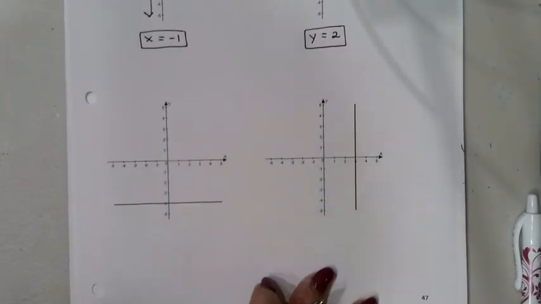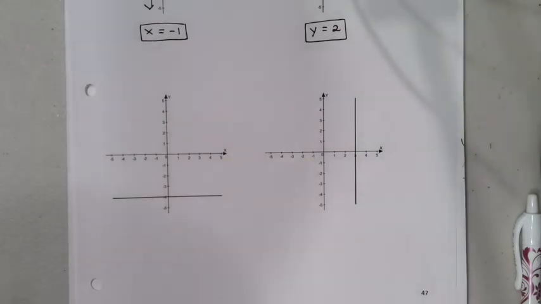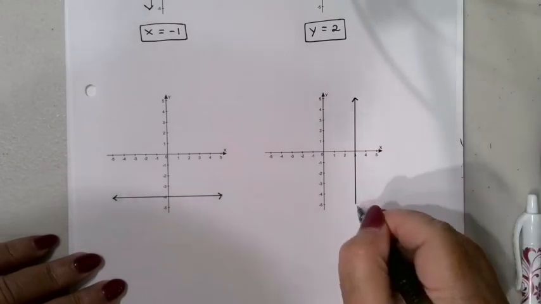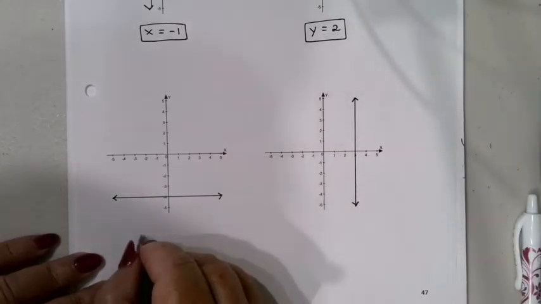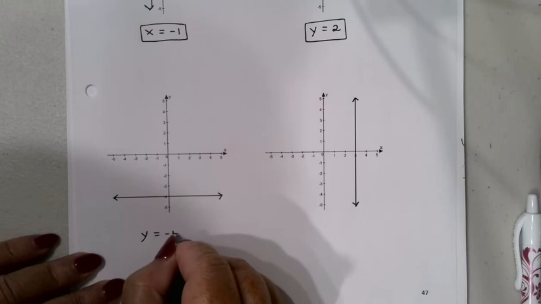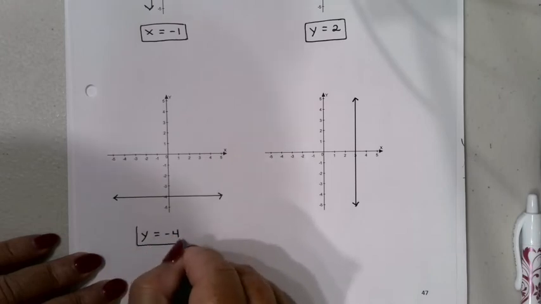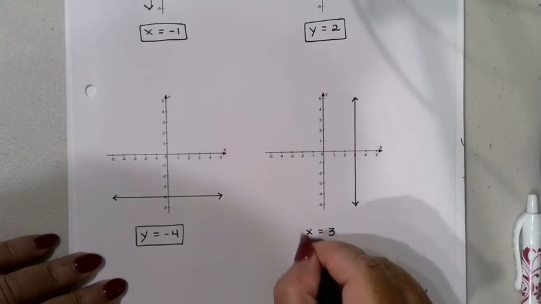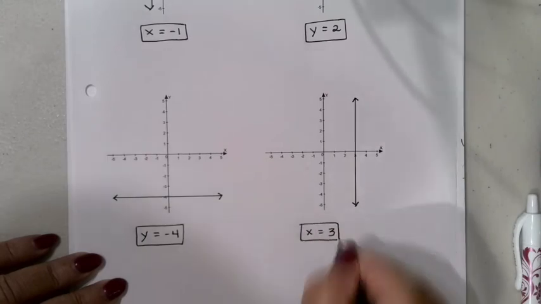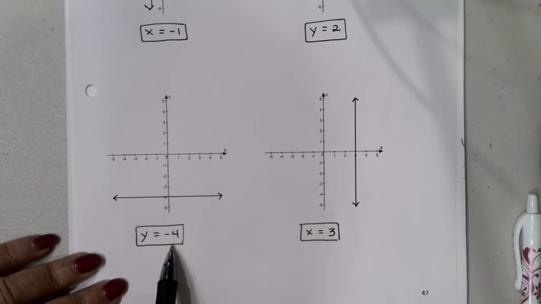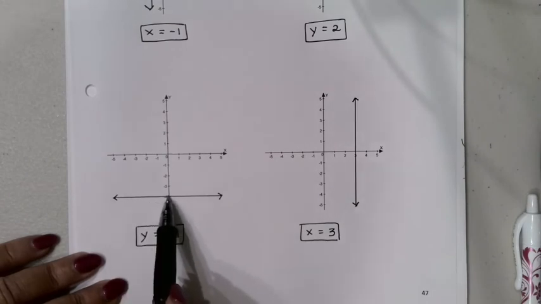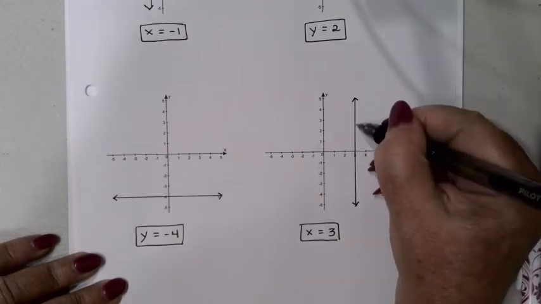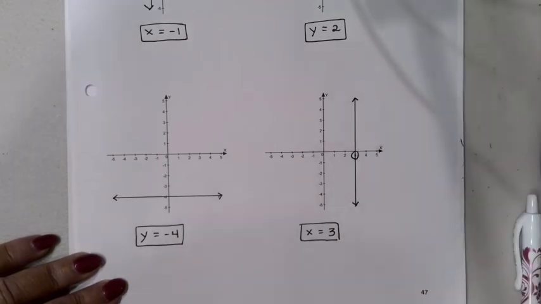Take a moment and write down the equations of these last two lines. All right, and hopefully you decided on y equals -4. Horizontal line has all the same y values. And then x equals 3. This vertical line has all the same x values.